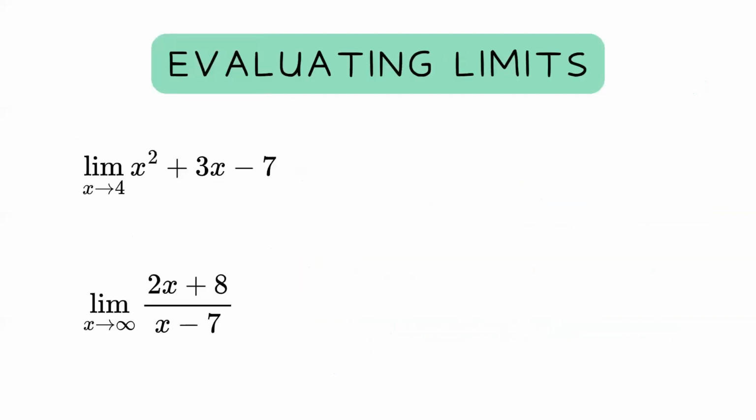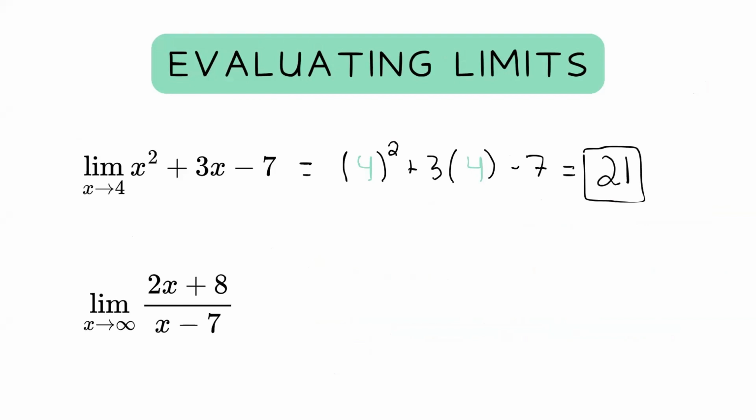In the first example, we have the limit as x approaches 4 of this quadratic function. So we're trying to find the value of this function as x gets infinitely close to 4. Effectively, we can just plug in 4 for all of the x's in this function. And if you were to calculate this, you would end up getting 21. So 21 would be the value of this limit.